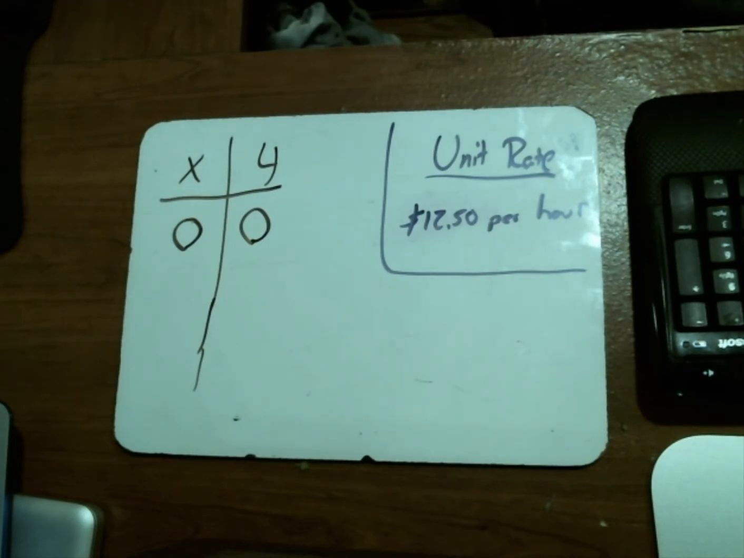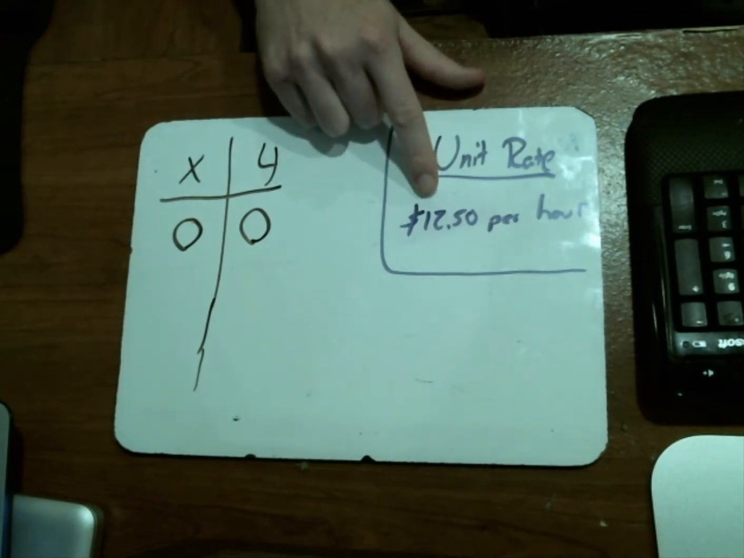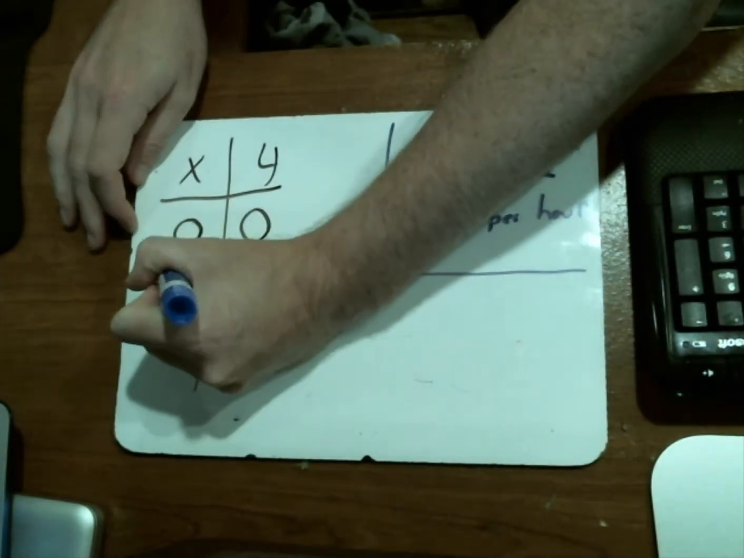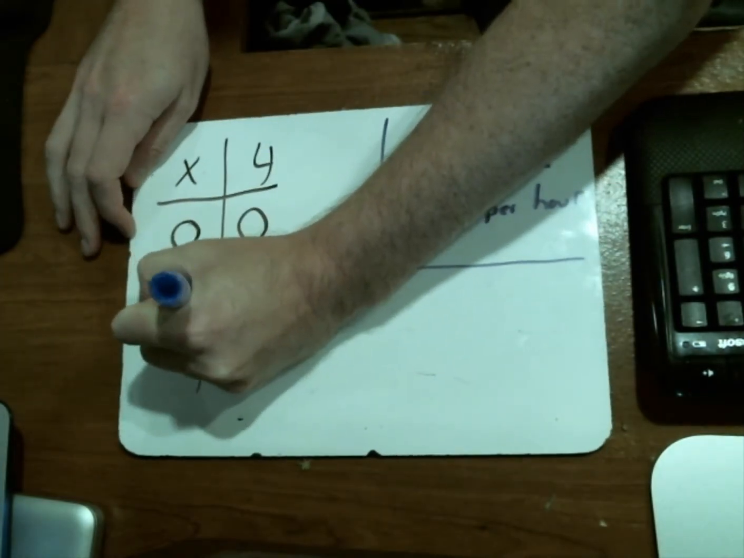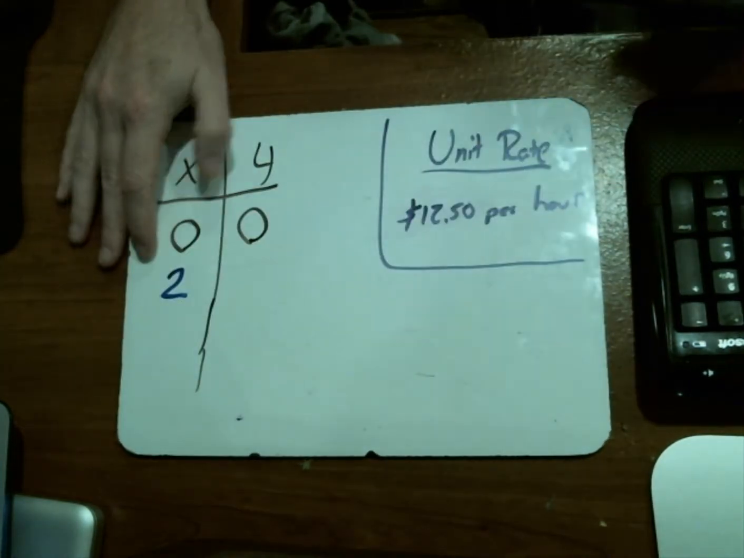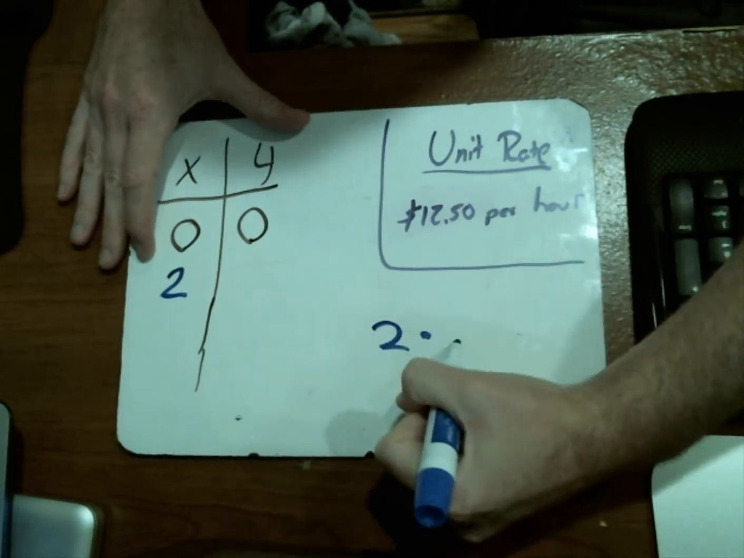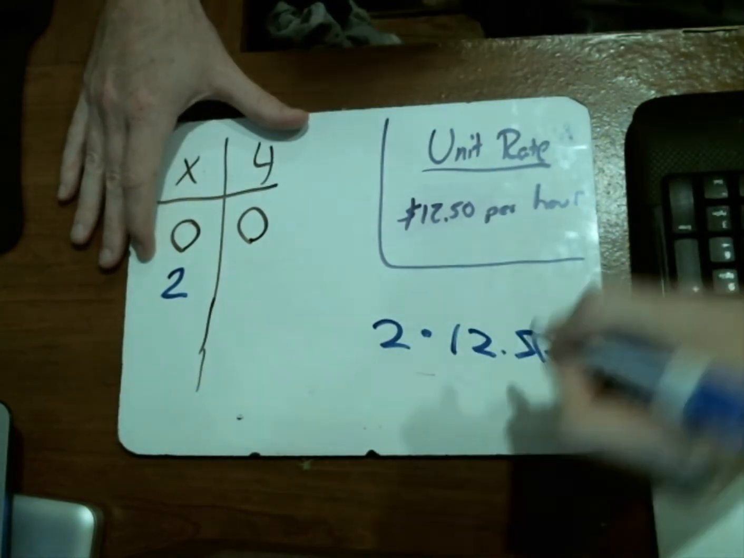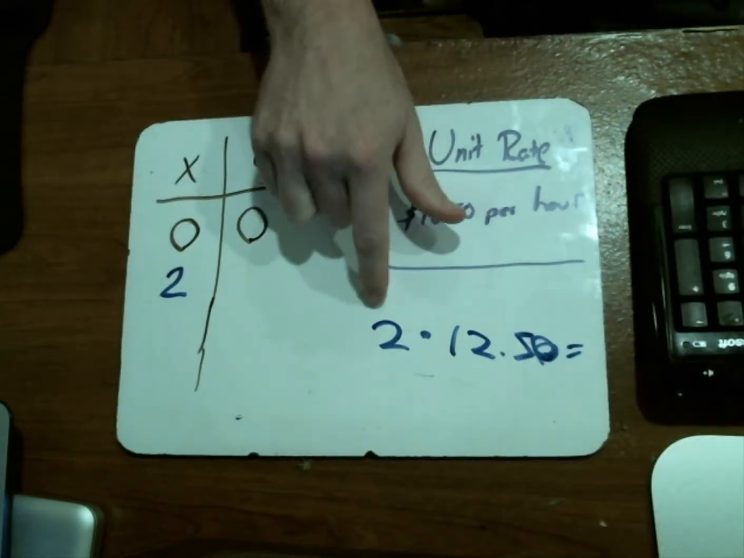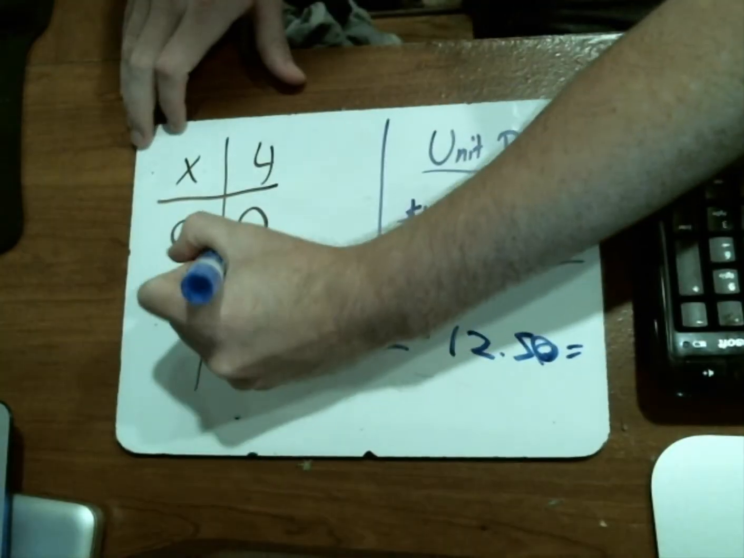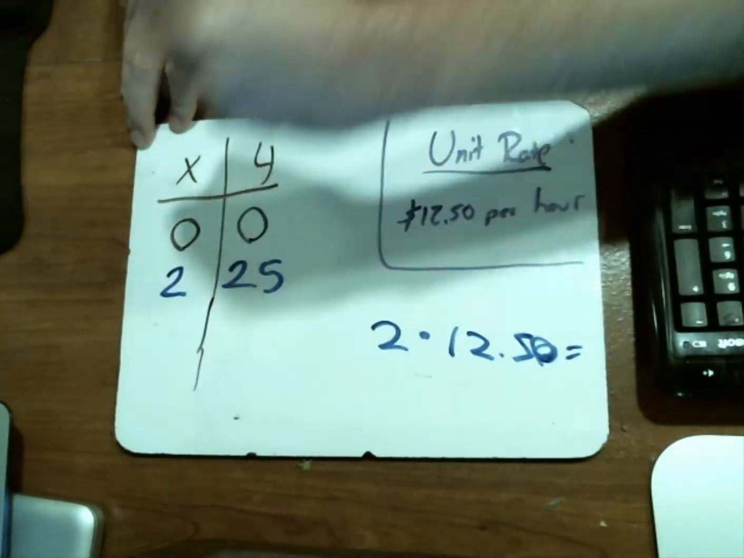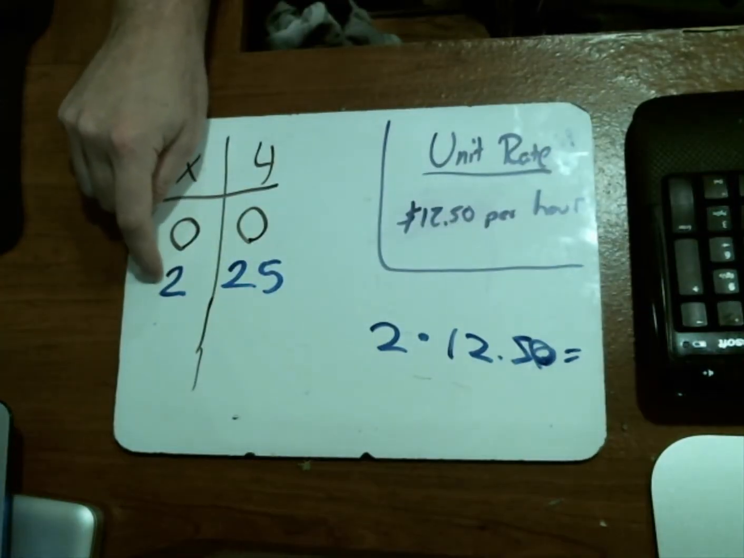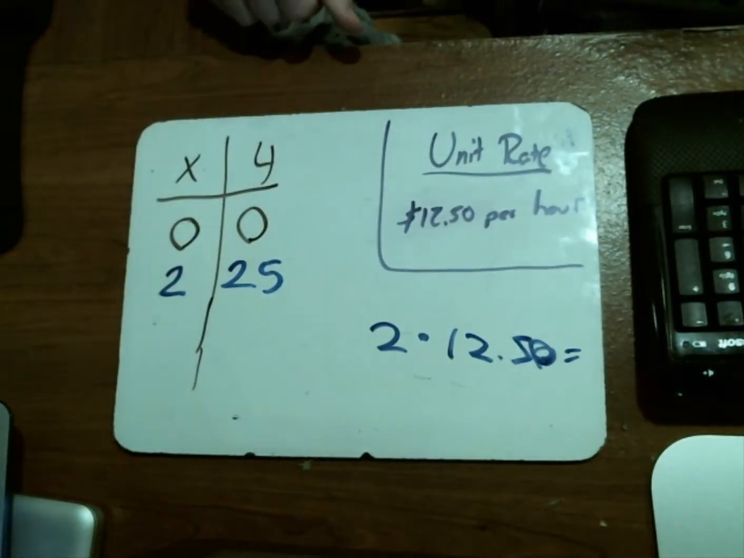Then, to make life easy, because $12.50 is a decimal, I'm not going to pick 1 as my next value. I'm actually just going to pick 2 as my next value there. And I need to figure out what 2 multiplied with 12.50 is going to equal. When I multiply 2 times 12.50, I end up with 25. So one data point I know is if Jefferson works 2 hours, he's going to make $25.